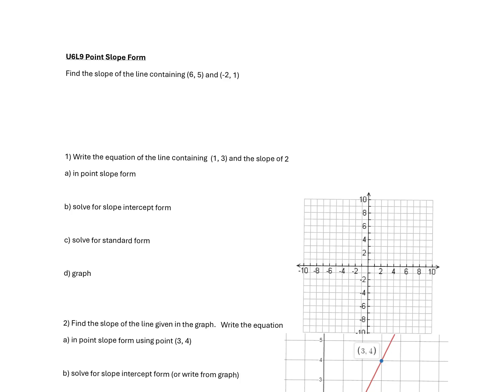Hi, Geometry. For our notes today, we're going to be using our formula sheet for Unit 6, so you'll want to get that out. So our first statement says to find the slope of the line containing the points (6, 5) and (-2, 1).